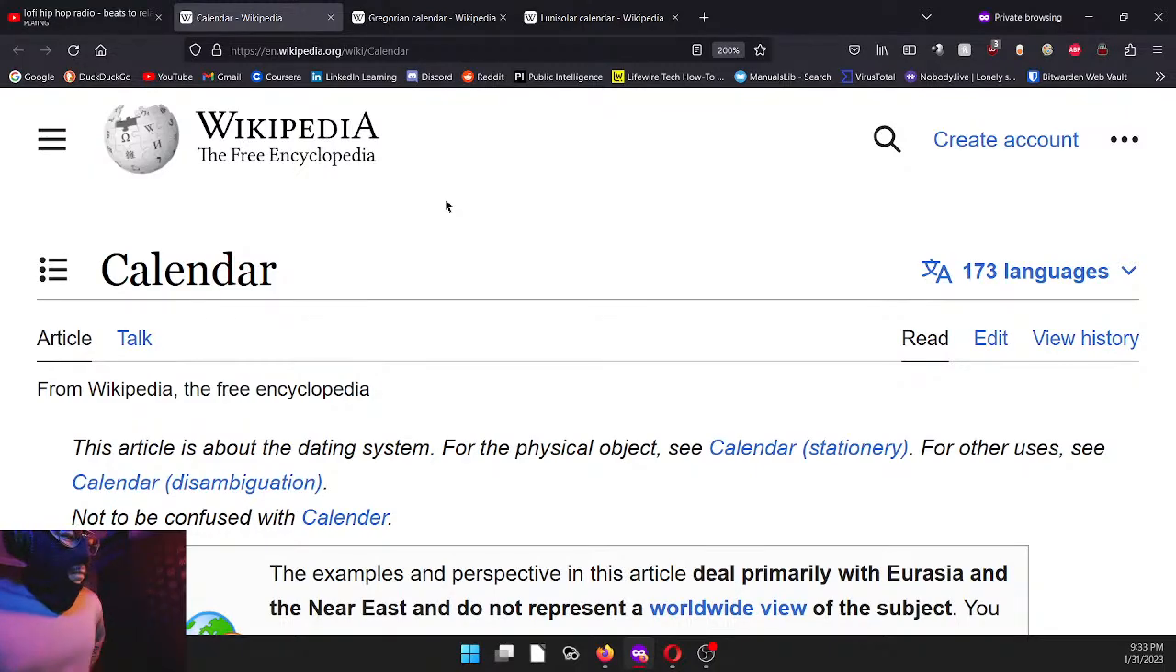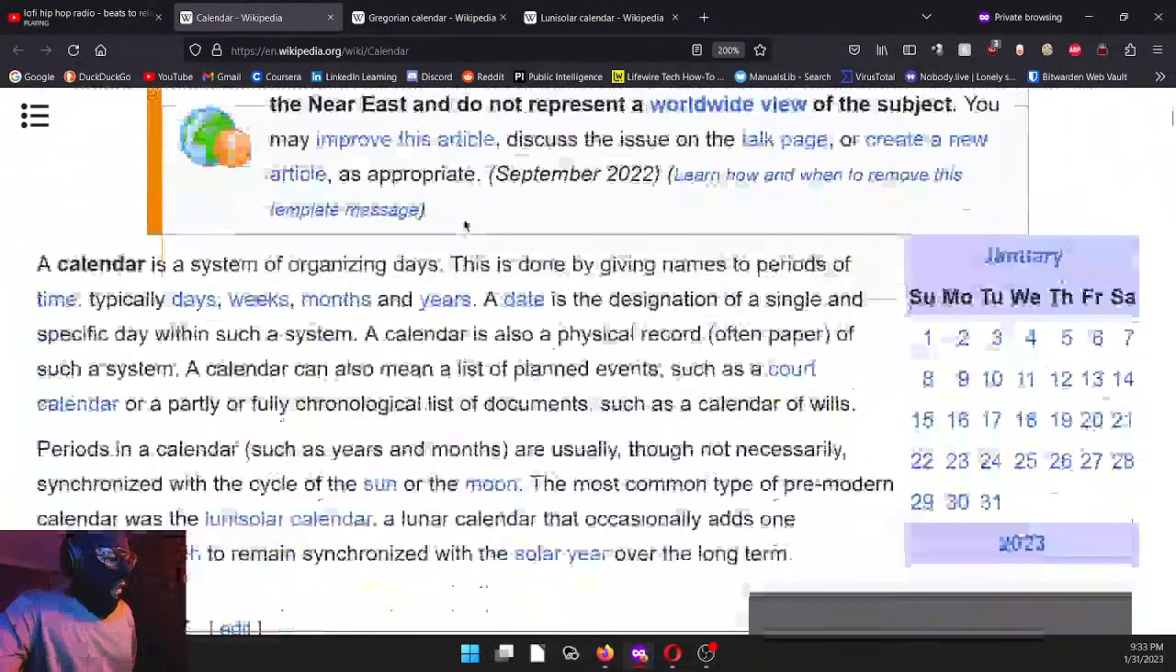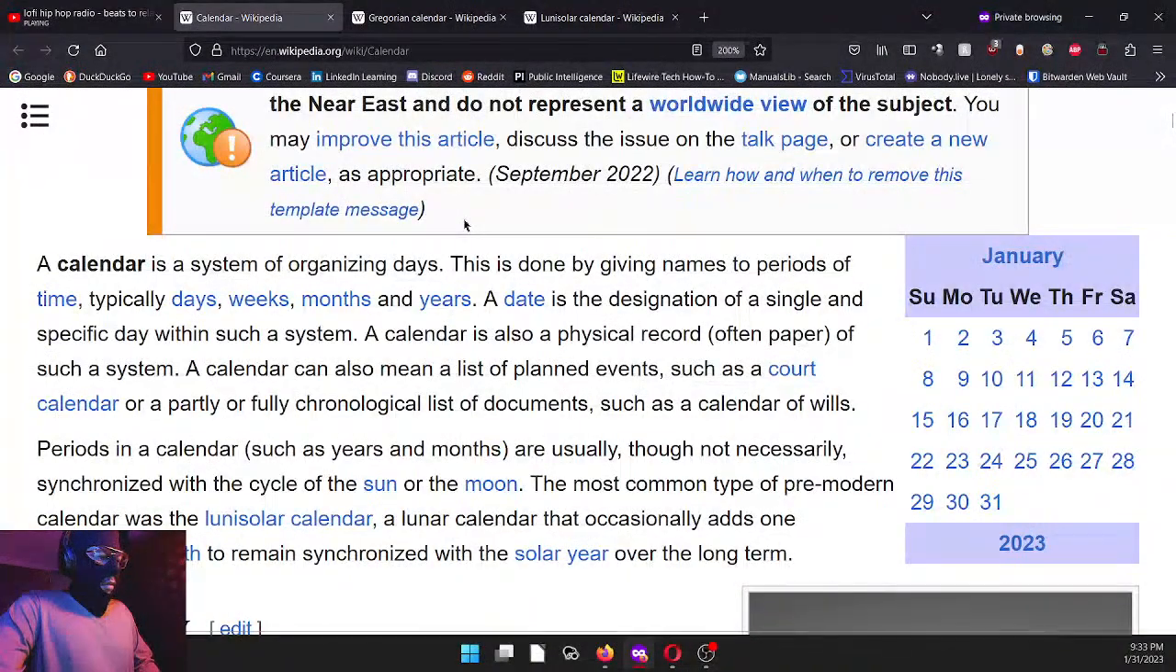Yay. Okay. Calendar. A calendar is a system of organizing days. This is done by giving names to periods of time, typically days, weeks, months, and years. A date is the designation of a single and specific day within such a system. A calendar is also a physical record, often paper, of such a system. A calendar can also mean a list of planned events, such as a court calendar, or a partly or fully chronological list of documents, such as a calendar of wills.